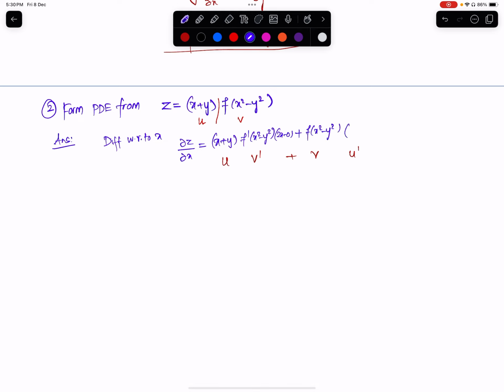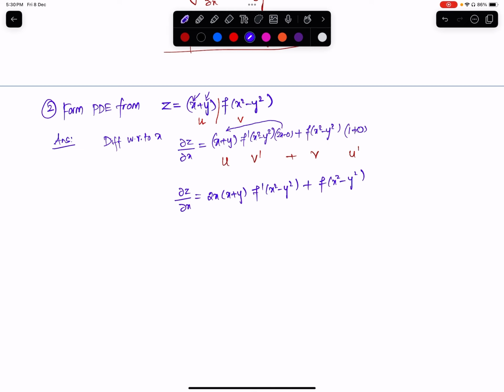the derivative of u. So you have to differentiate with respect to x. So it is 1 + 0, because when you differentiate x it is 1, when you differentiate y with respect to x, that is 0. So simplify. ∂z/∂x equals, you can bring this 2x to the front: 2x(x + y) f'(x² − y²) + f(x² − y²). Finish.